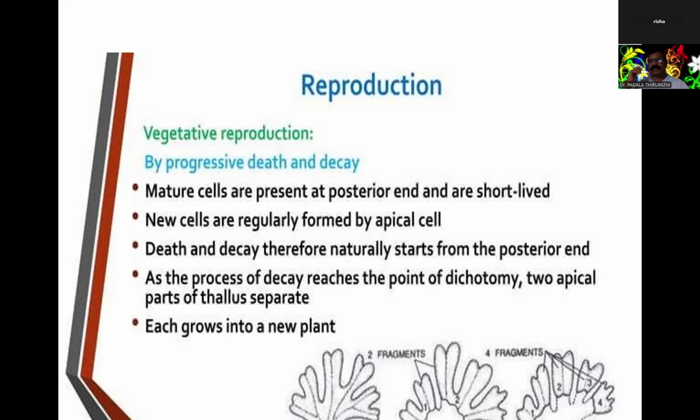As you know, at the notch, meristematic tissue, the growing tissue, is present. So that fragment, if it is broken, can develop into a new plant.